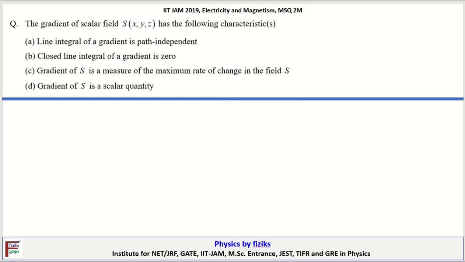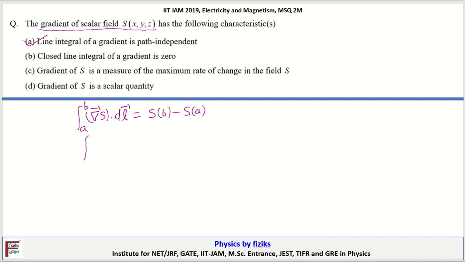So in this question, we have to see the characteristic of gradient of some scalar field S. From the fundamental theorem of gradient, we know that the line integral of gradient S dot dl from A to B is always independent of path, because the value of this integral depends on the value of function S at the end points. So option A is correct.